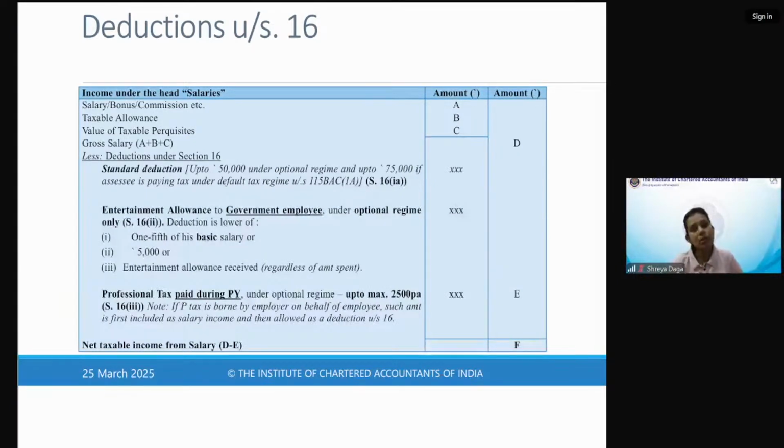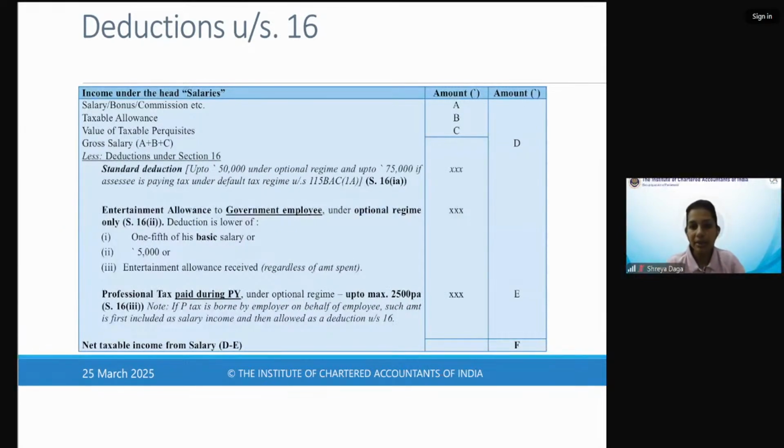No. This is also only available under optional regime. So entertainment allowance only to government employees, optional regime only, lower of 1/5 of basic, 5,000 or amount received, and professional tax on payment basis up to maximum 2,500 per annum. And if the employer has paid a part of it or the whole of it, then whatever the employer has paid will first form part of salary as taxable perquisite, and then the amount will be reduced in the deductions up to maximum 2,500 per annum. But that is only under optional regime, no benefit under default regime.